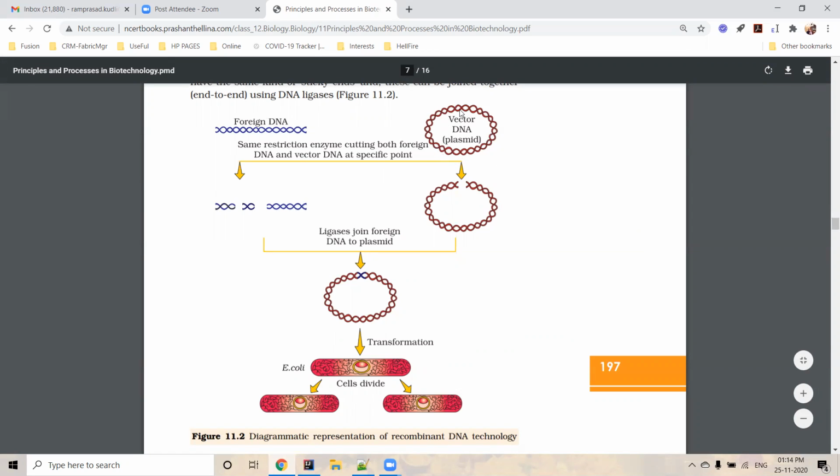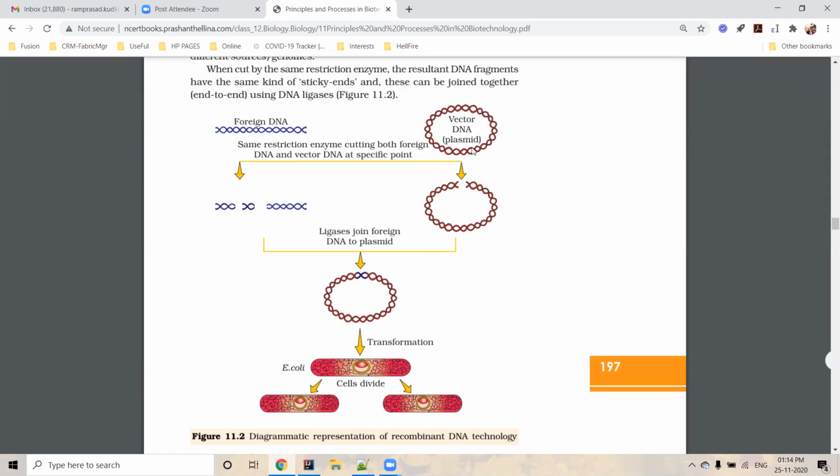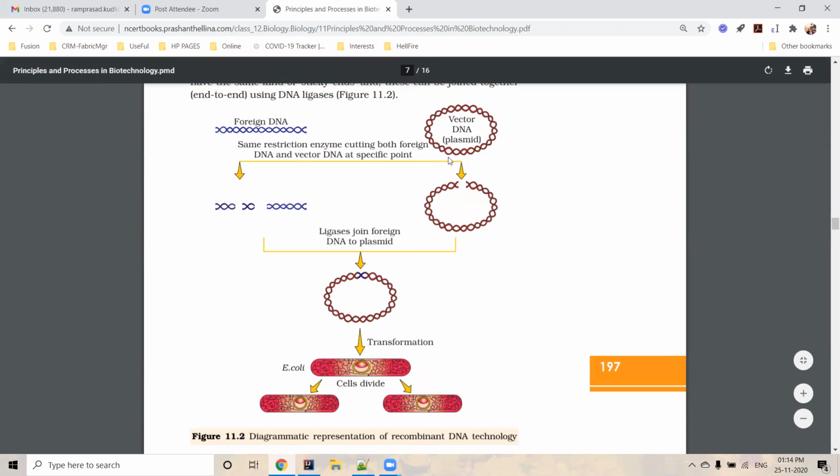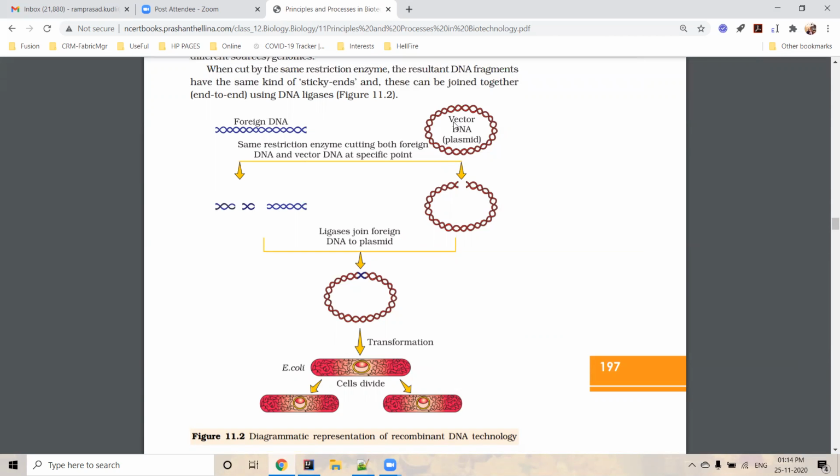You can see the vector is a plasmid. Now the question arises, what is a vector? Vectors are cloning vehicles.